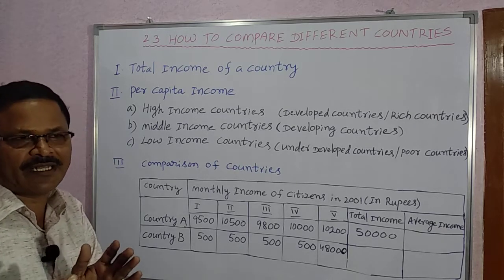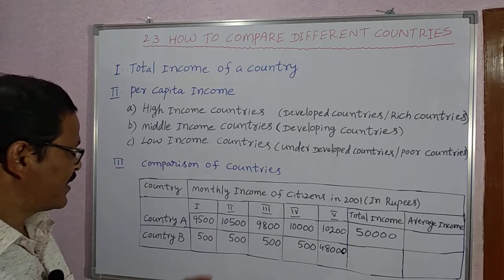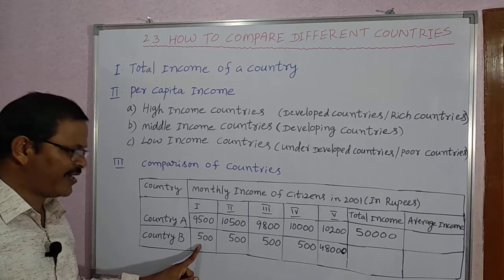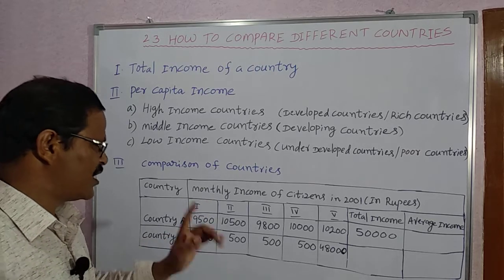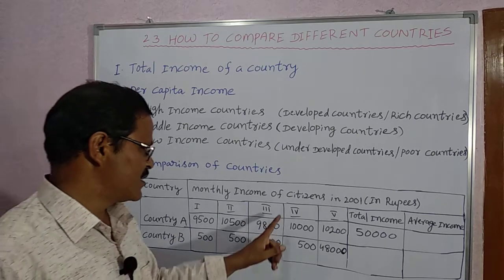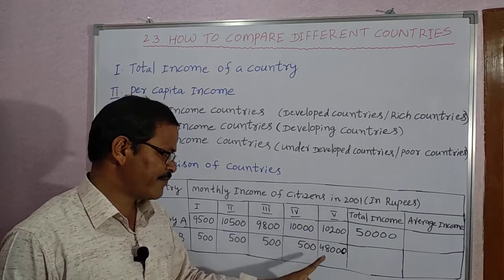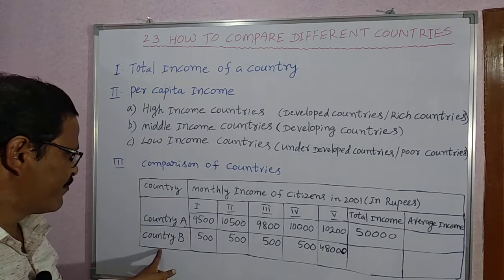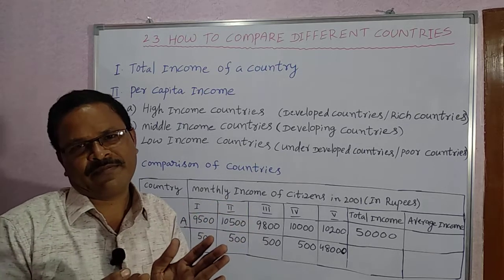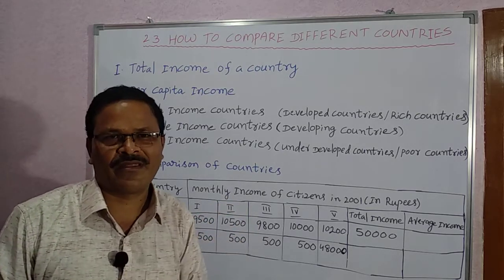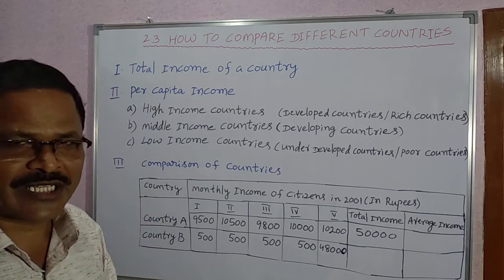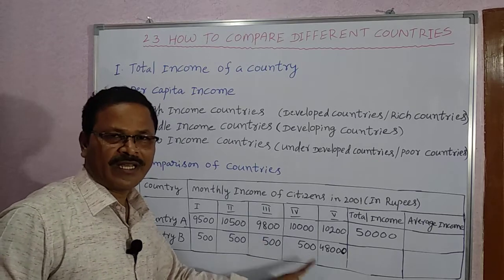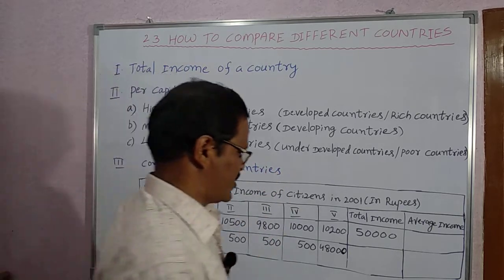Now let us examine the individual incomes of country B. What is the income of citizen 1? 500 rupees. Citizen 2, 500 rupees. Citizen 3, 500 rupees. Citizen 4, 500 rupees. Citizen 5, 48,000. What is the total income of country B? If you add all these 5 incomes, you will get the total income. What is it? It is also 50,000. 500 plus 500 plus 500 plus 500 plus 48,000 is 50,000.